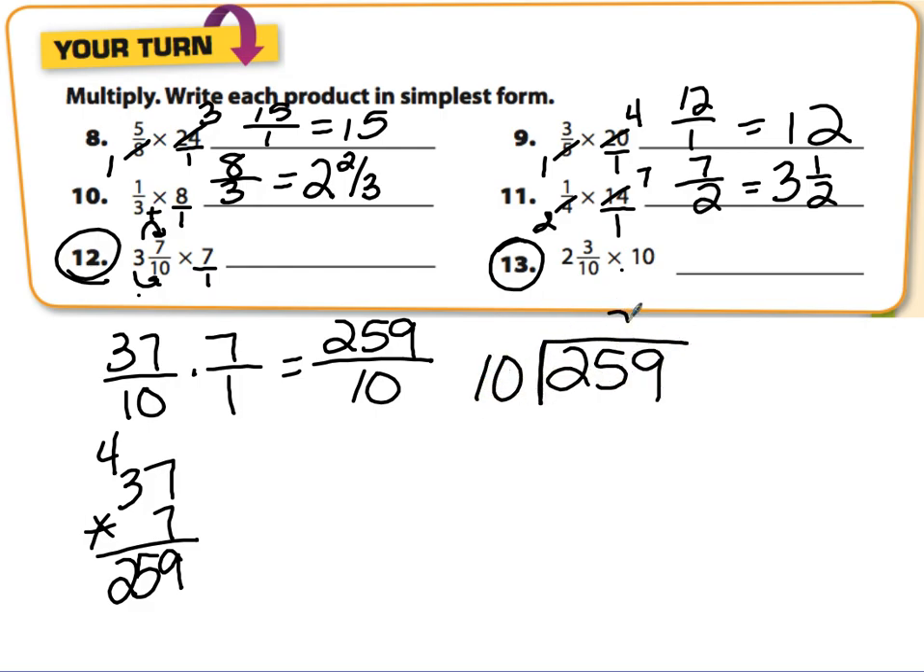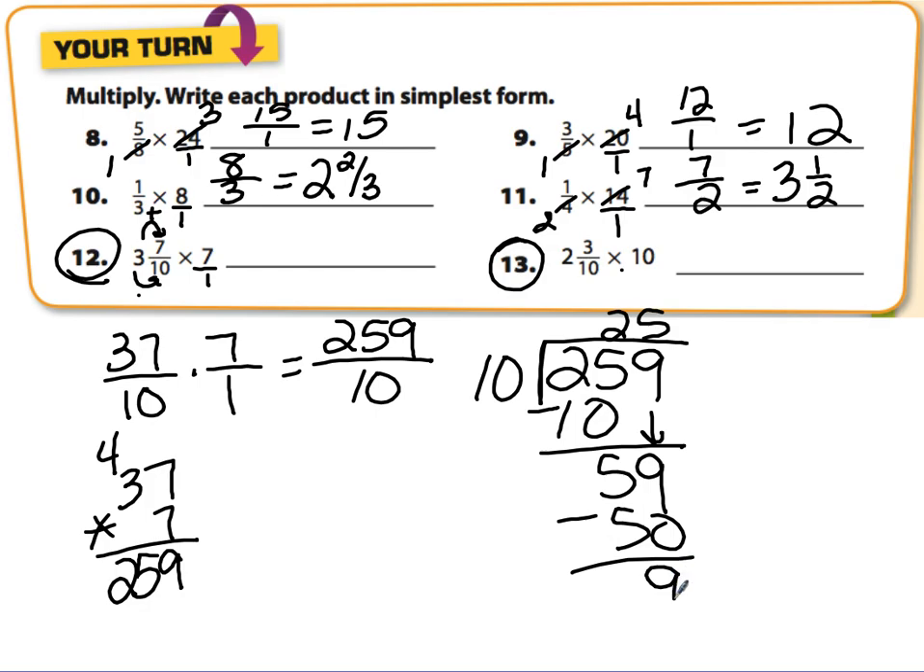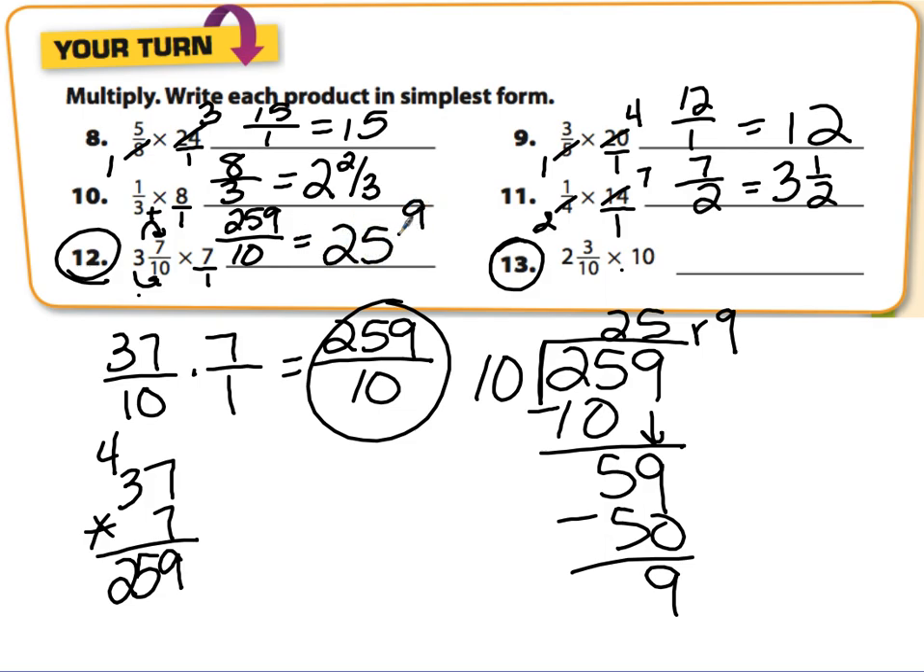Well, 10 goes into 25 twice. Minus 20, I have 5, bring down the 9. 10 goes into 59 5 times, minus 50. I have 9 left over, so that remainder of 9 becomes my numerator. So yes, this is 259 over 10. However, my answer should be 25 and 9 tenths, because I have that remainder of 9 out of 10.